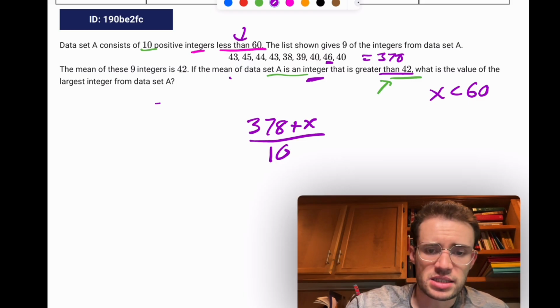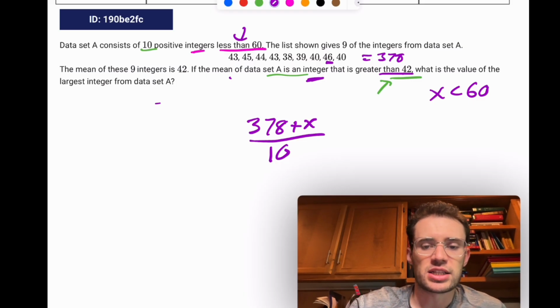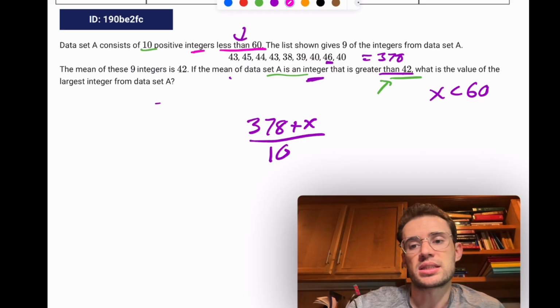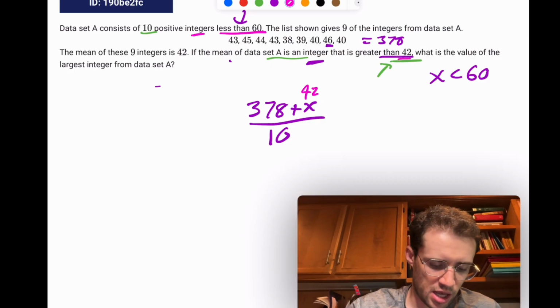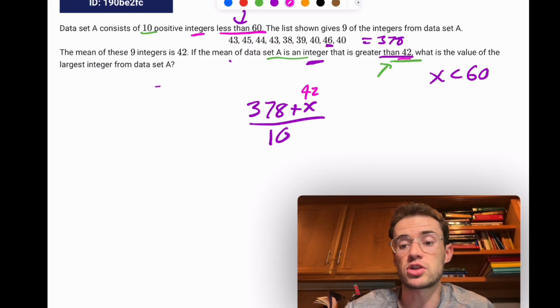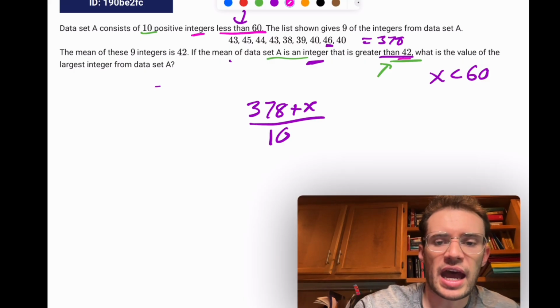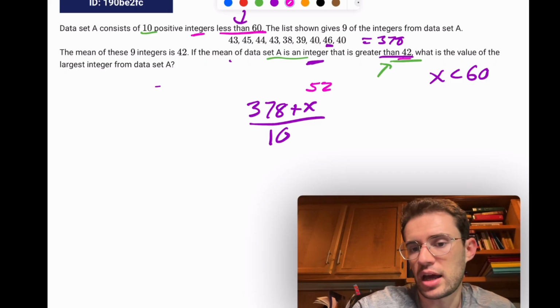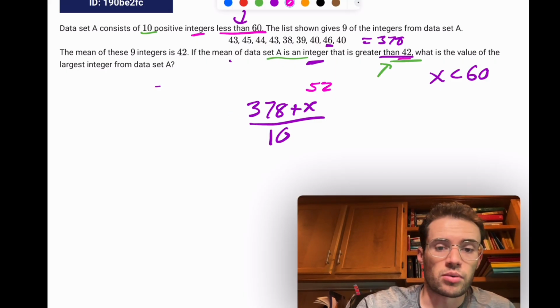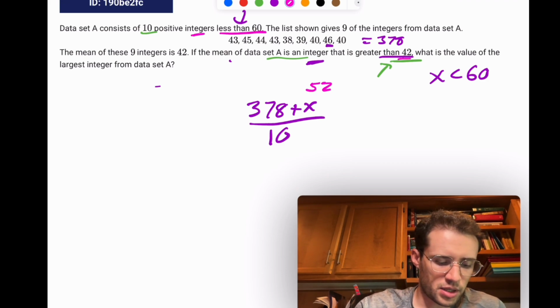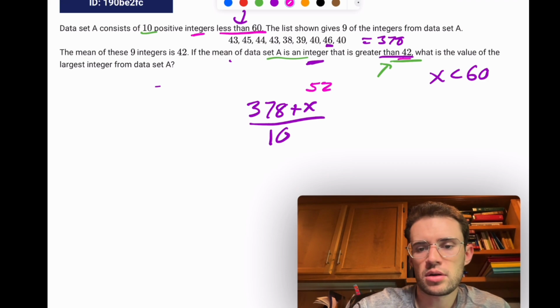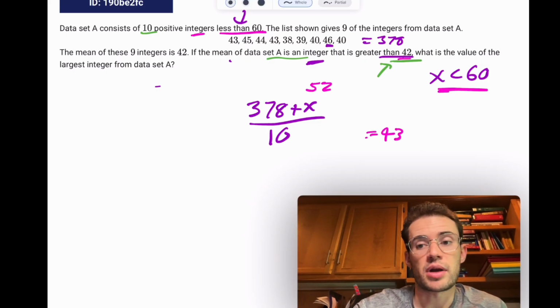Just looking at it, to make it a multiple of 10, you have to add something that ends in 2. We know we're adding something that's bigger than 42. If you added 42, 378 plus 42 is 420, divided by 10 is 42. So if you add 42, the average would still be 42. So let's add something again. This whole thing has to divide to make an integer, so we need the numerator to add up to a multiple of 10. So let's add 52. 378 plus 52 gives us 430, and 430 divided by 10 would be 43. And the reason we can't do 62 is that 62 is greater than 60.